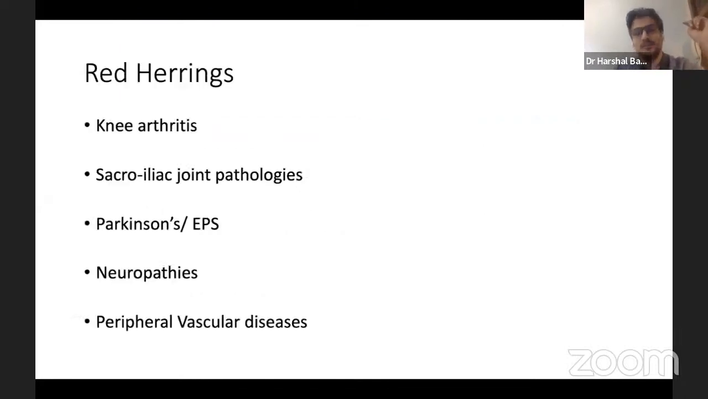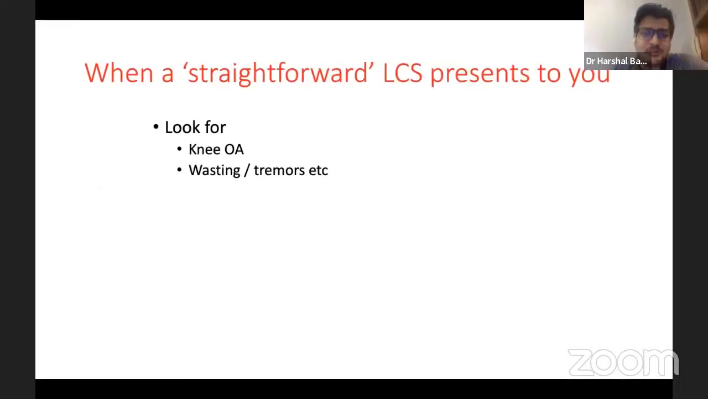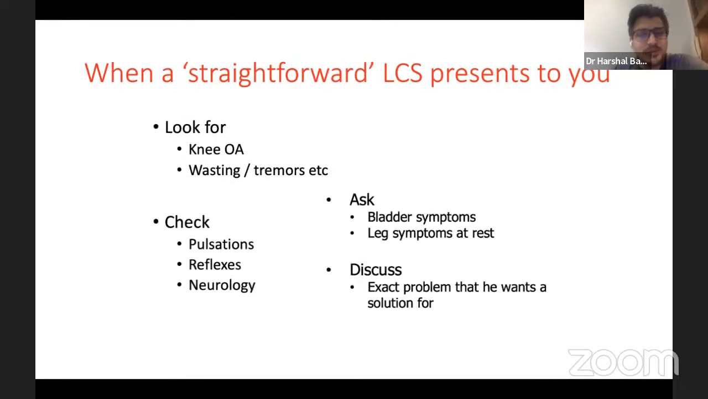So always remember these red herrings and keep them in mind: knee arthritis, SI joint pathologies, hip arthritis, Parkinson's or extrapyramidal syndromes, neuropathies which can be diabetic or other medical neuropathies, and peripheral vascular diseases. So when a straightforward LCS comes to you, look for knee OA, look for tremors, check for pulsations, reflexes, and neurology, ask for bladder symptoms and leg symptoms at rest, and discuss the exact problem, the expectation, and what he exactly wants out of it. With this you'll be able to rule out maximum red flags.